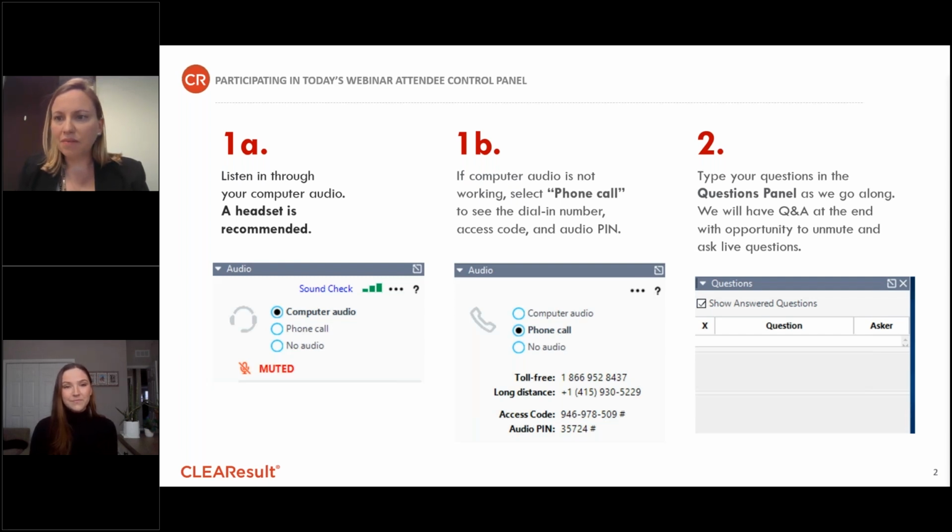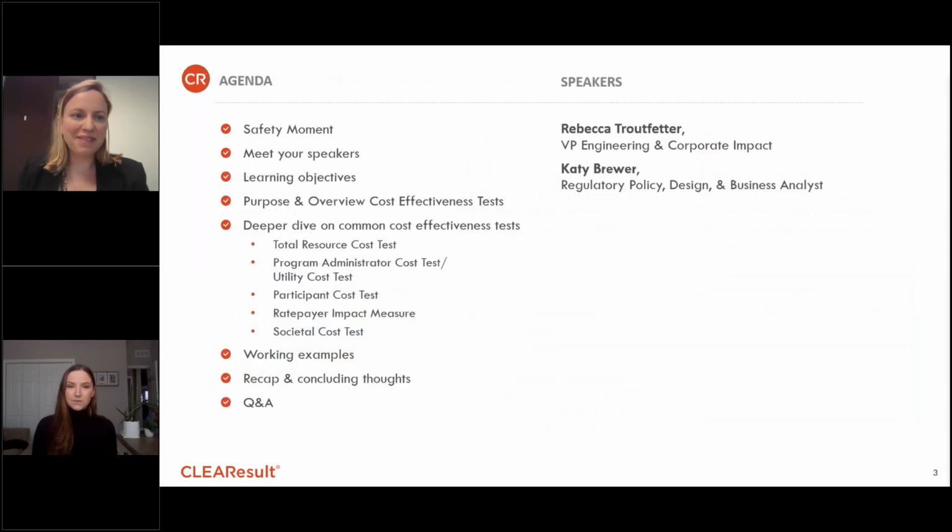So with that, we're going to go ahead and jump in and get started by going over the agenda for today. We'll kick off with a safety moment. Then Katie and I will introduce ourselves so you know who's going to be talking to you for the next hour or so. We'll also let you know what you've signed up for and go over some of our learning objectives. And then we're going to dive right into the content and talk about the purpose of cost effectiveness tests, what the 5 most common ones are that we see and use, and hopefully build a strong foundation around those basics.